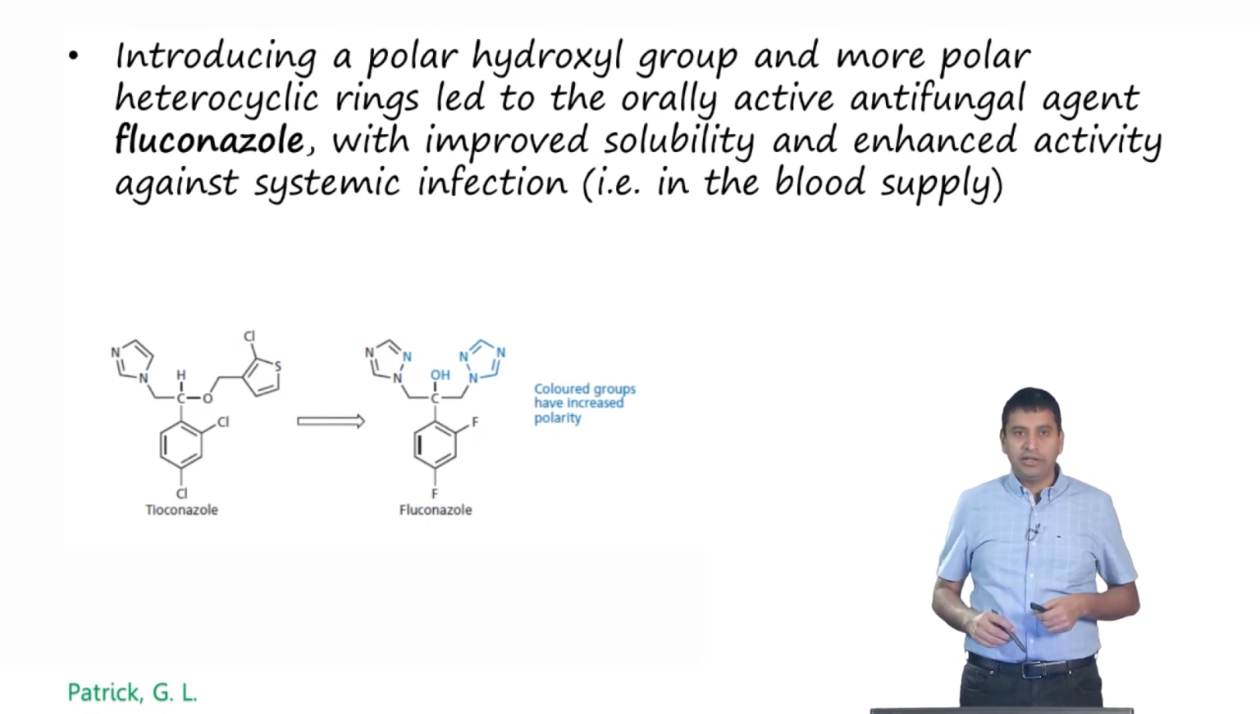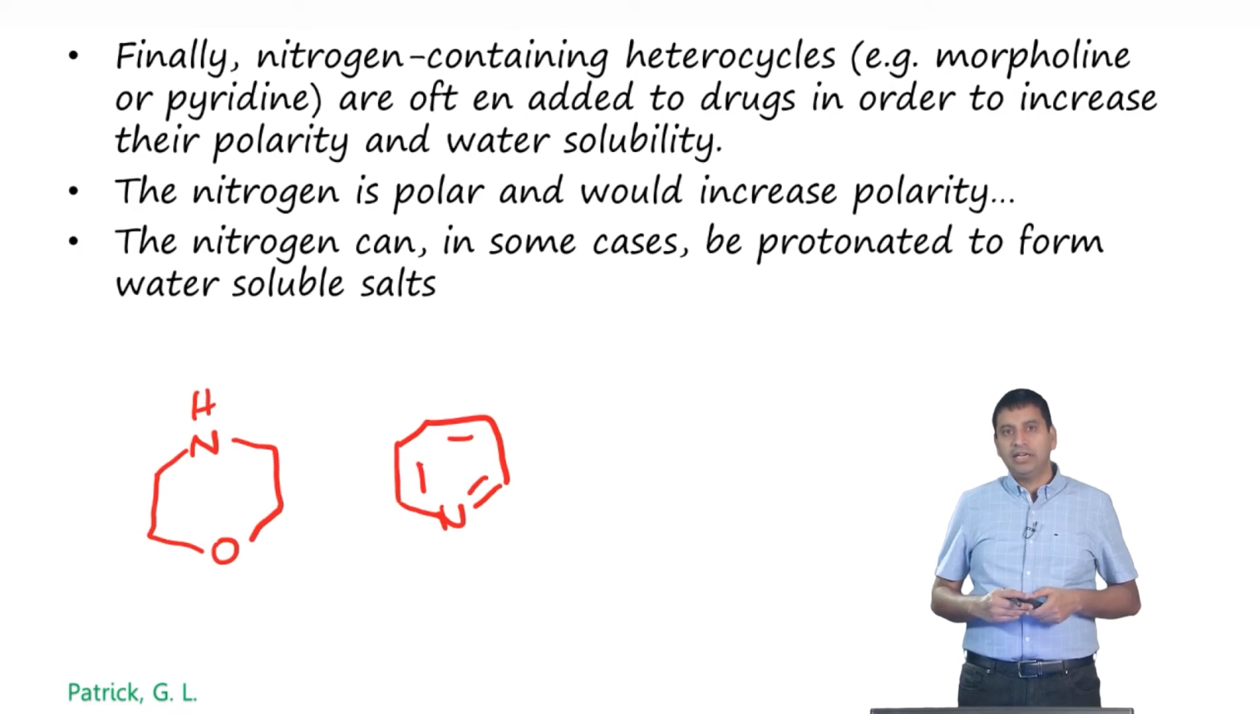This molecule is known as fluconazole, and this can be used as an antifungal agent, which makes it an orally bioavailable molecule. It also has enhanced efficacy against systemic infections, that is, infections in the blood supply. The change we make here is to convert the heterocyclic ring on the left to a tri-nitrogen ring on the right. Finally, nitrogen containing heterocycles such as morpholine or pyridine are often added to drugs to increase their polarity.